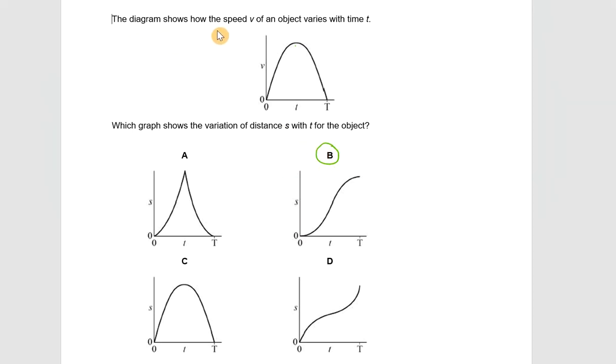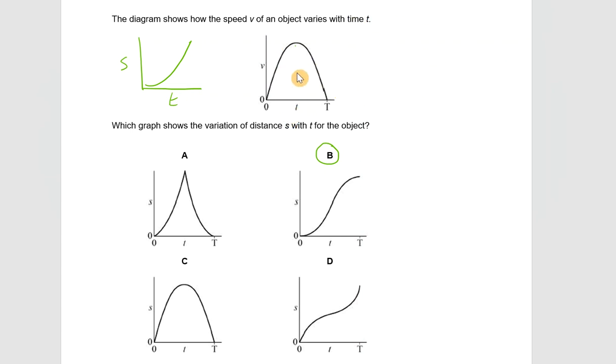Okay, the diagram shows how the speed of an object varies with time. Which graph shows the variation of distance s with time for the object? So, I think we all know that if we have a distance time graph, then the gradient will equal the velocity. The area under a velocity time graph equals the distance travelled. So there's a couple of ways of looking at this.